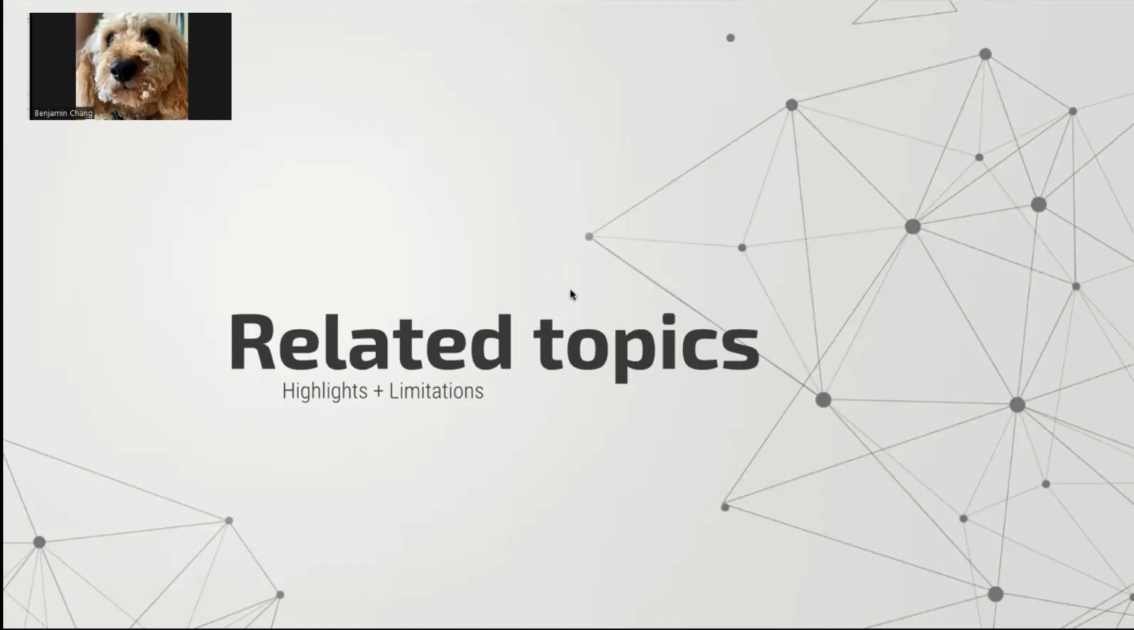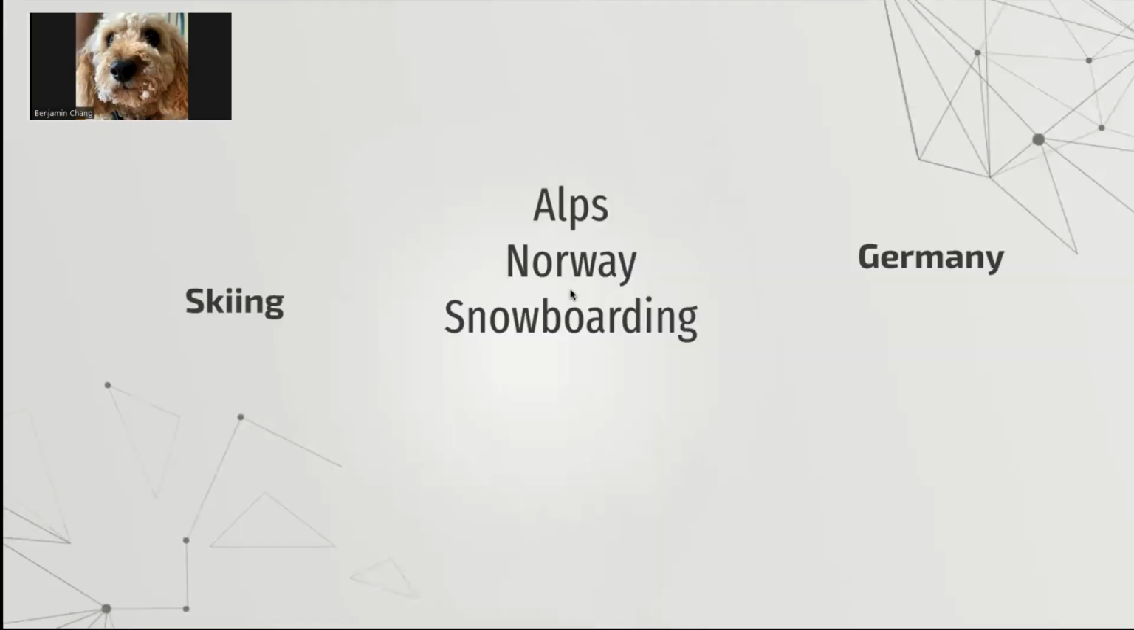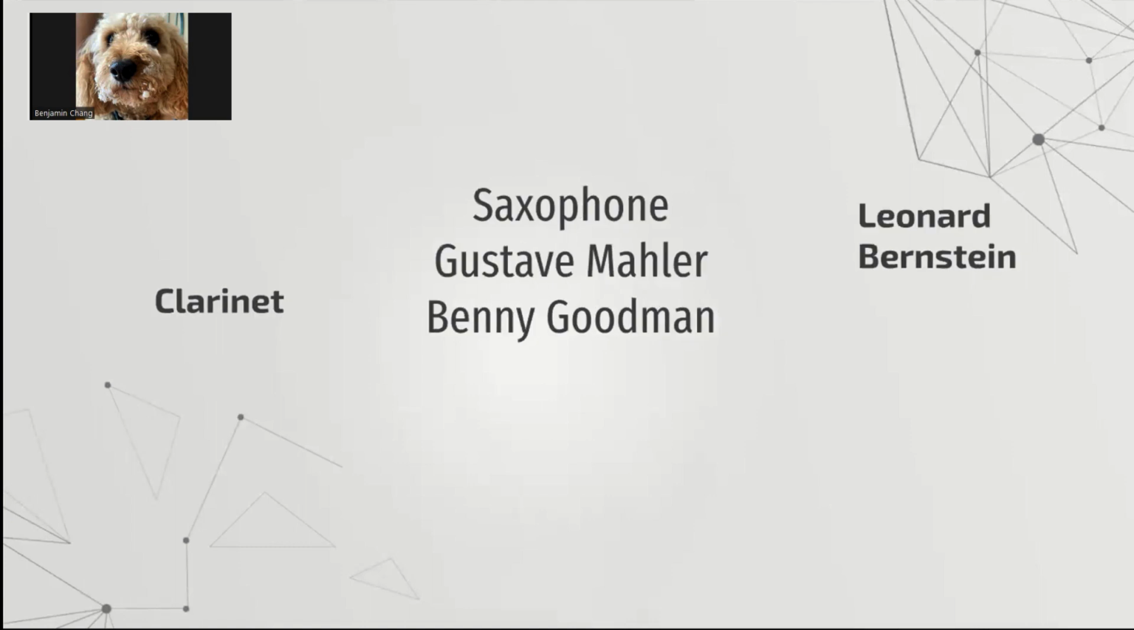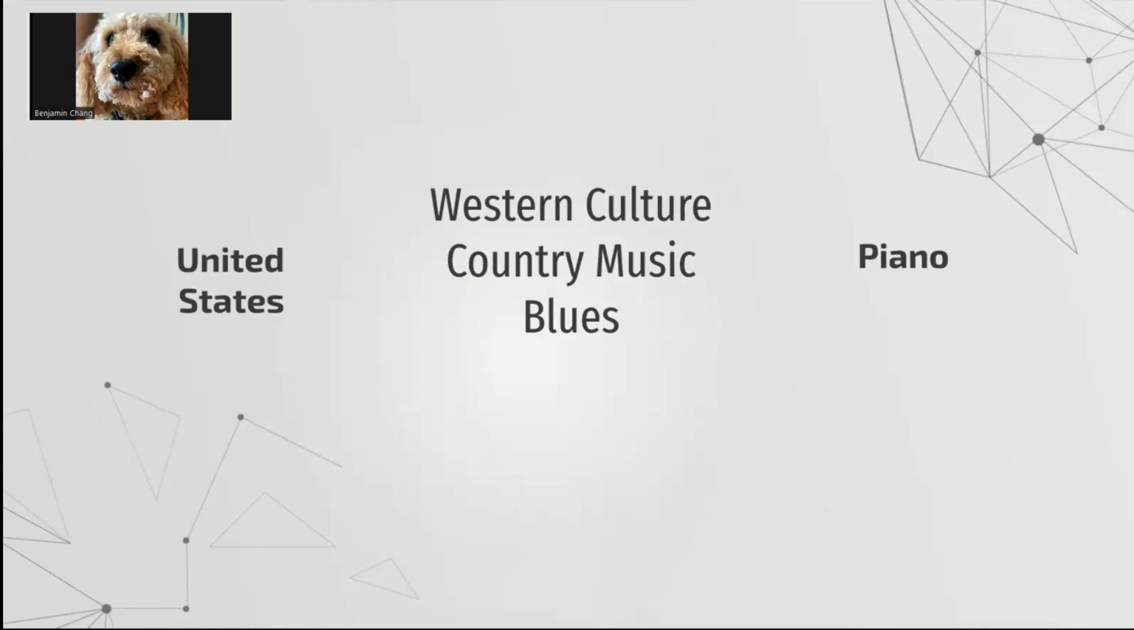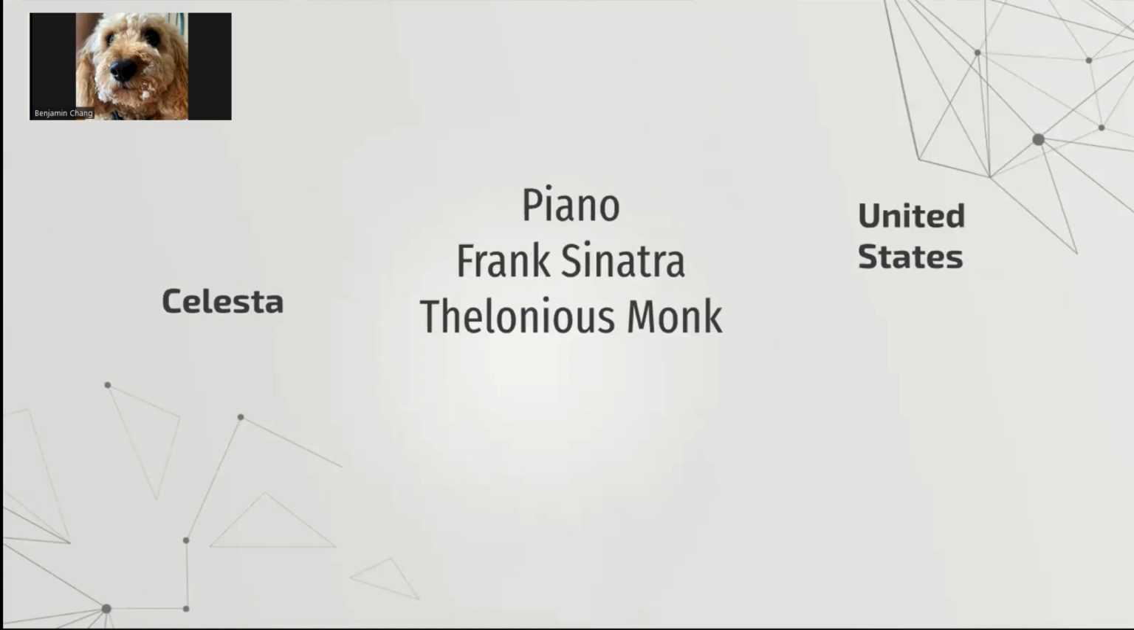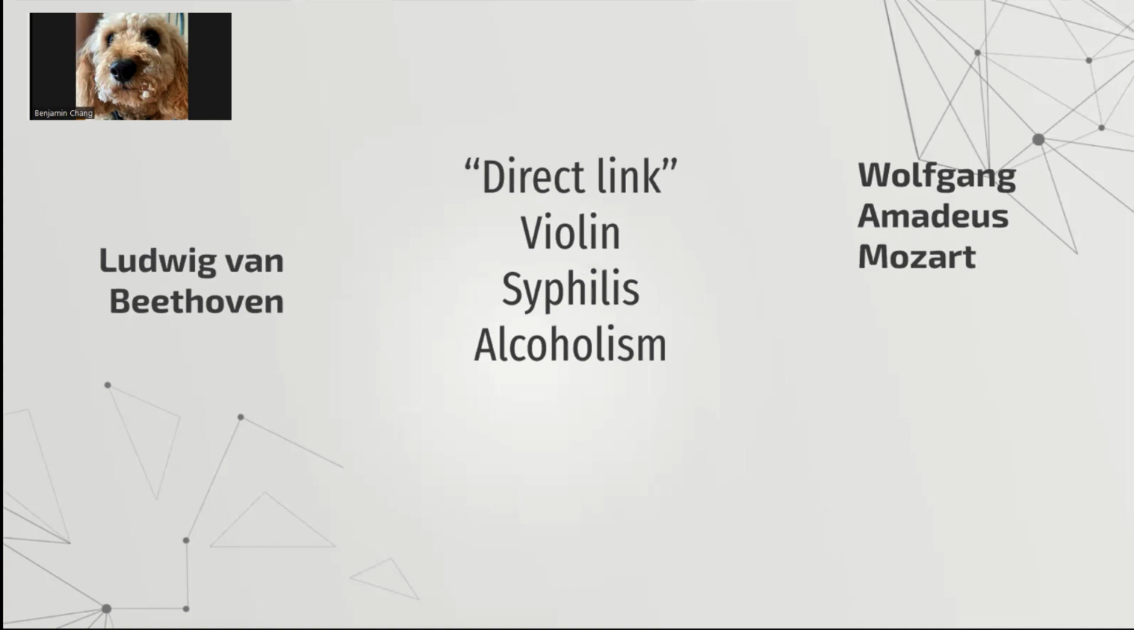All right, so now for the results of the related topics tool. So when we inputted skiing and Germany, this is one of the better examples. It gave Alps, Norway, and snowboarding. And for clarinet and the composer Leonard Bernstein, it gave saxophone, Mahler, another composer, and Benny Goodman, who's a clarinetist. And for United States and piano, it kind of gave country music, blues, piano stuff related to the U.S., I guess. And for the celesta, which is similar to the piano, and the United States, it gave piano and two American musicians.